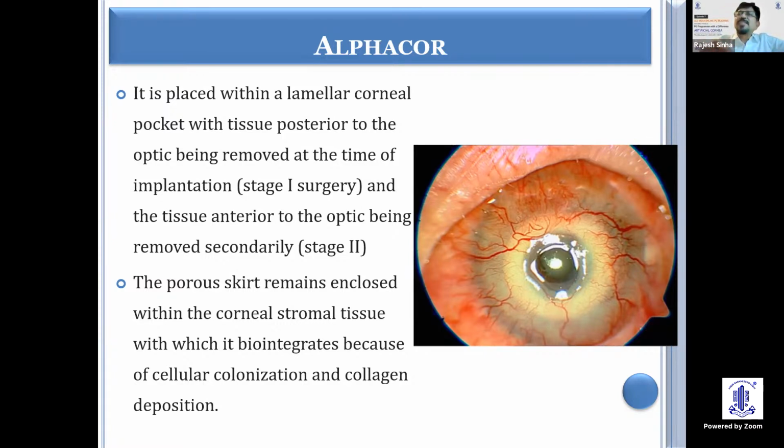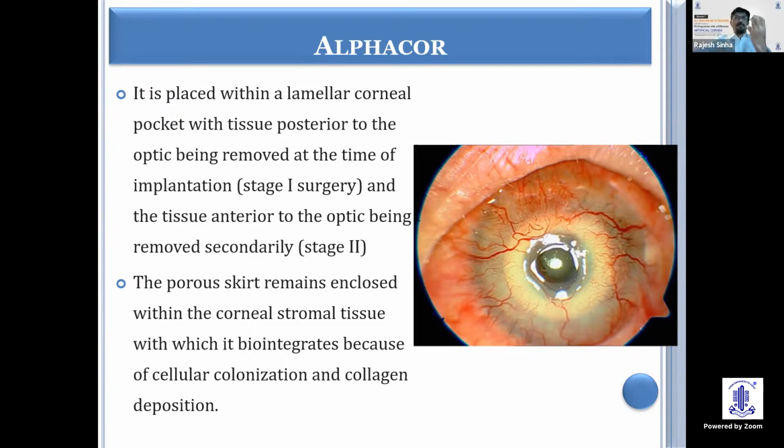So the porous skirt that is there, which is not transparent, which is opaque, helps in biointegration. And the central part helps in visual rehabilitation. Because the cornea is scarred, you have to cut the central part. So it is done in two stages.